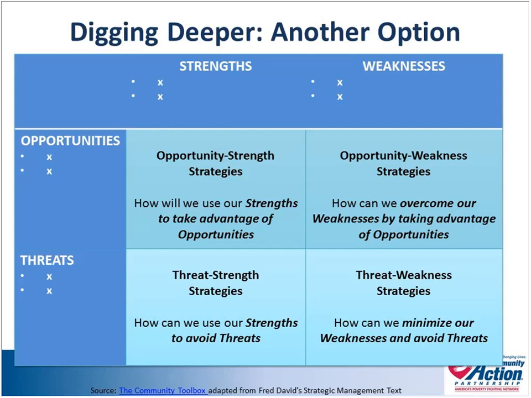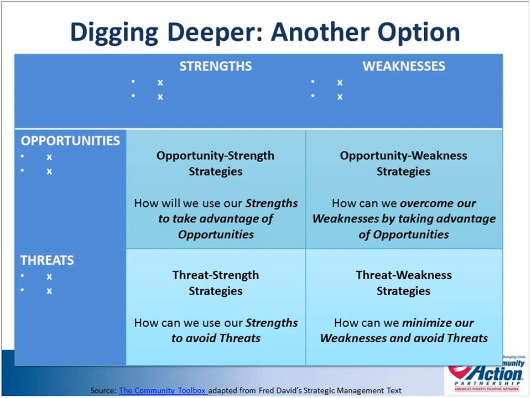But then whenever you're cross-examining them, you're looking at the opportunity strength strategies. So for example, how will we use our strengths to take advantage of opportunities? So this really helps look at what strengths the organization has and how they can be leveraged, looking at how those strengths can very much contribute to the opportunities that you might be able to take. Same with the opportunity weakness strategies.